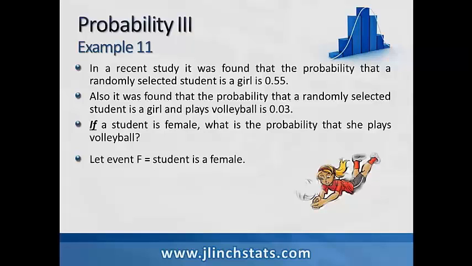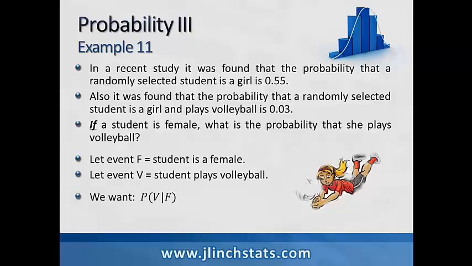Once again, we let the event F be student is a female. We're going to let the event V be the student plays volleyball. And we want to find the probability that the student plays volleyball given they are a female. So if a student is female, given they are female, what's the probability that they play volleyball? Now recall, in a conditional probability setting, the probability of V given F is the and probability over the given probability. The probability of V and F divided by the probability of F.